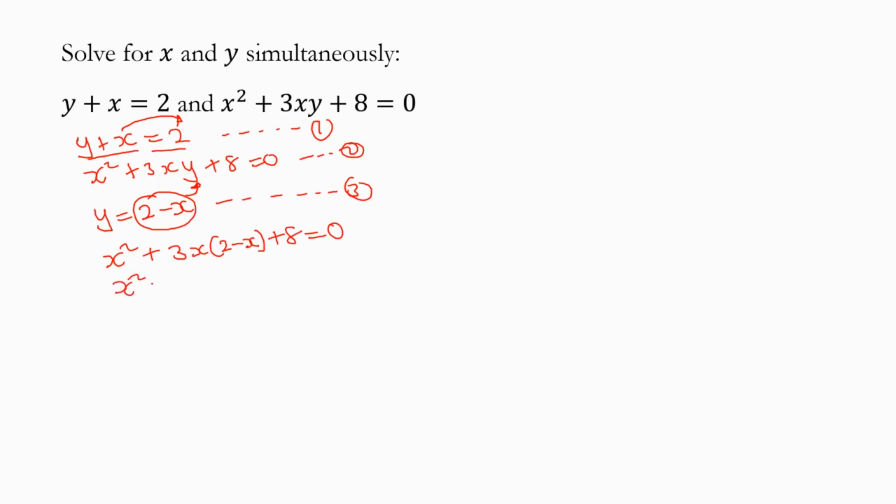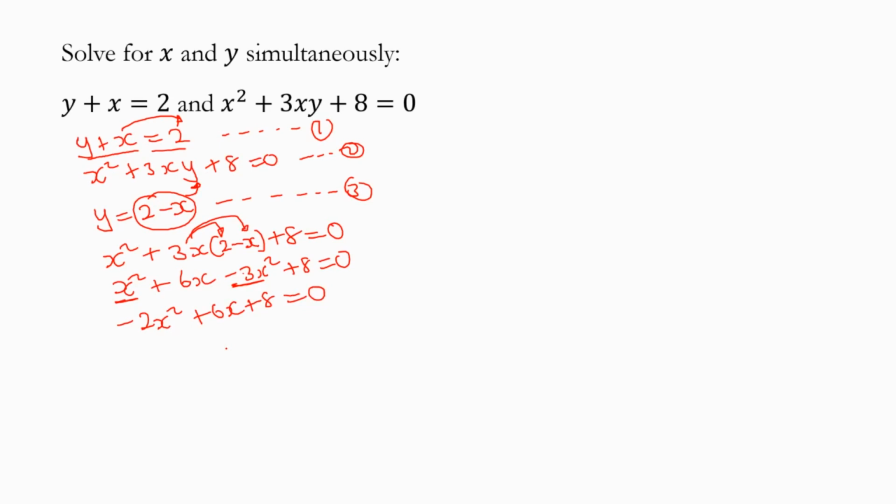So this is x squared plus 6x, isn't it? We're distributing 3x here. Plus 6x, then minus 3x squared, then plus 8 is equal to 0. And then we have like terms here, this one and this one. What is 1x squared minus 3x squared? This is negative 2x squared, then plus 6x plus 8 is equal to 0.